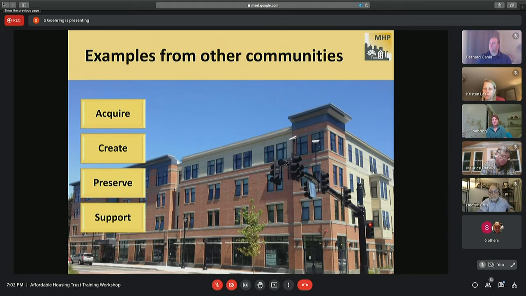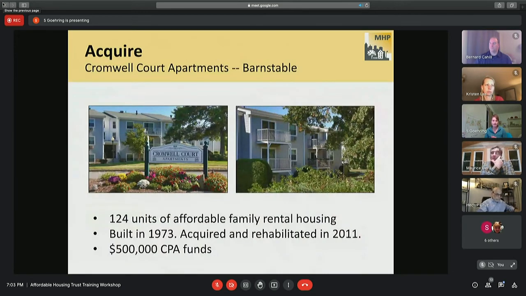I'm just going to continue on, and feel free to interrupt me if you'd like. I use the verbs that we see with the Community Preservation Act: acquire, create, preserve, support, because the Municipal Affordable Housing Trust statute was modified a few years ago to allow all of the eligible activities under community housing for an affordable housing trust as well. So these statutes are now in line. One example of acquire is here in Barnstable, this apartment complex where just a portion of the units were affordable.